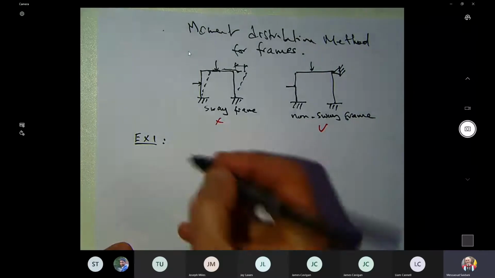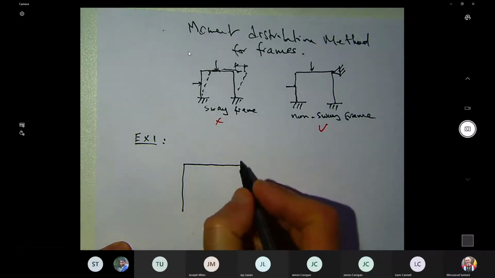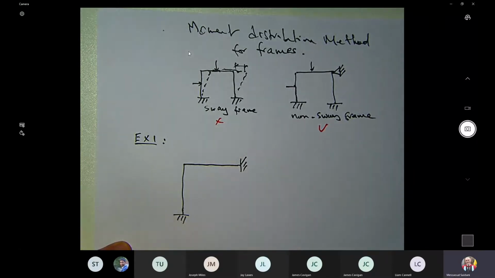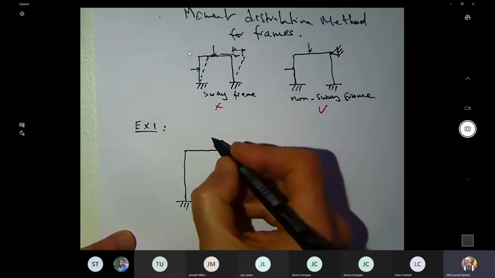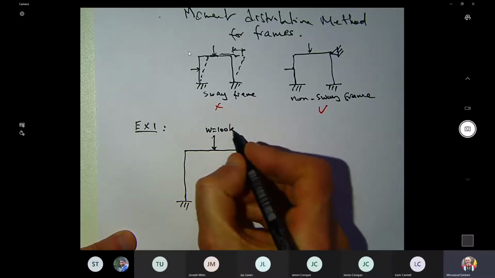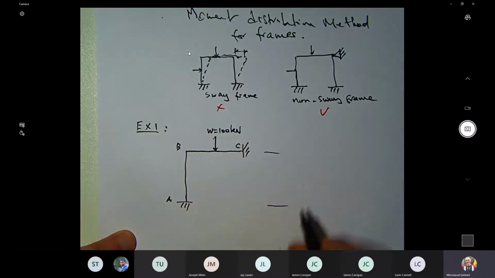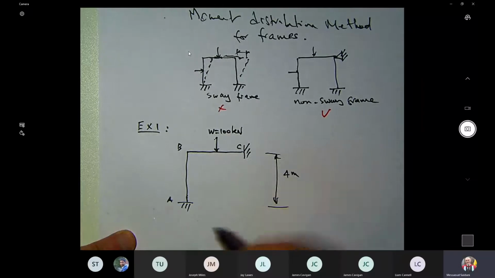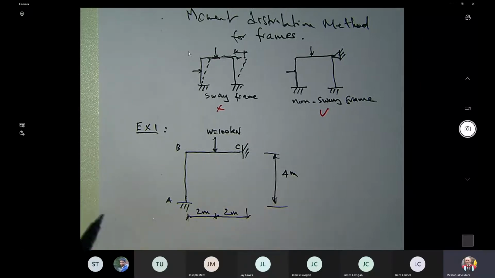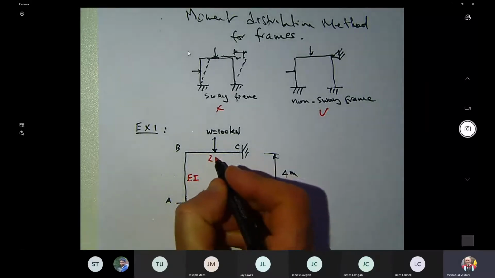Okay, so the first example, example 1. We've got this frame here, and it's fixed there, and it carries a load of 100 kilonewtons, and we have A, B, C. The column height is 4 meters, and the beam in this direction we have got 2 meters and 2 meters. The rigidities are given, so for AB we have EI, and for BC we have 2 EI.